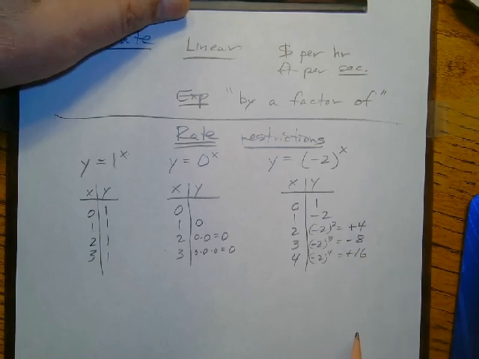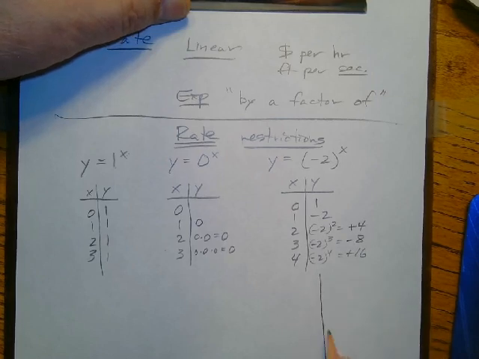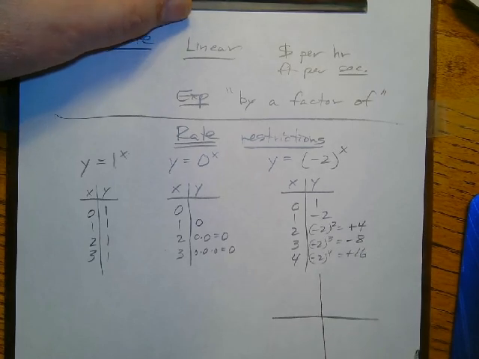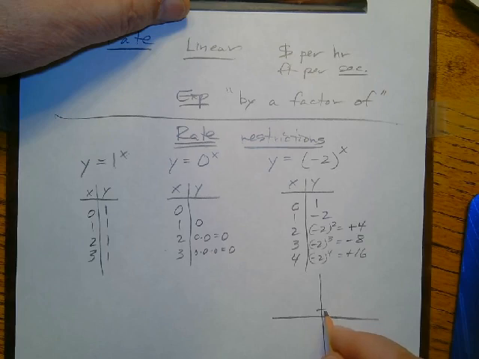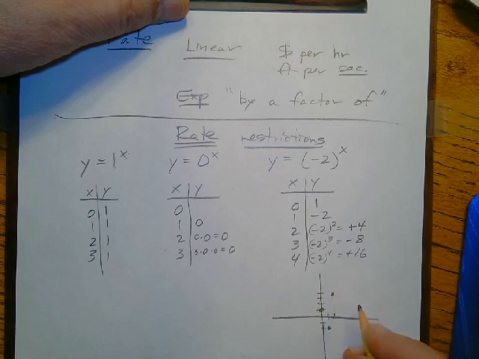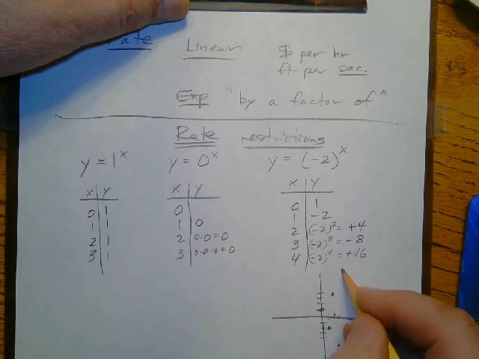Well, this is really odd. What happens if we tried to graph this is we'd end up with, well, let's see, 0 goes to 1, and 1 goes to negative 2. Now I'm going down. 2 goes to positive 4. Now I'm going back up here. 3 goes to negative 8. Now we're back down here at the bottom, so I'm running off. And the next one's way up here.